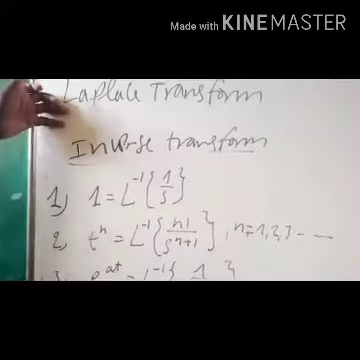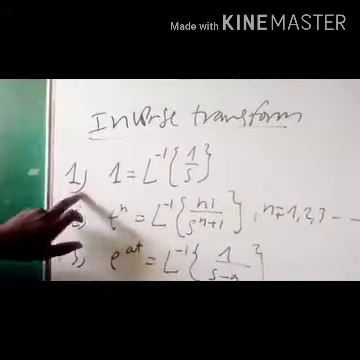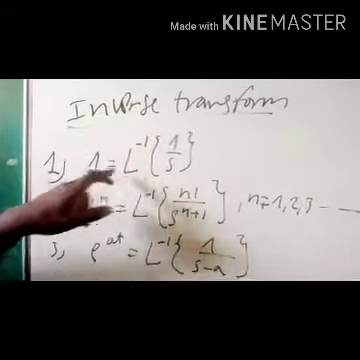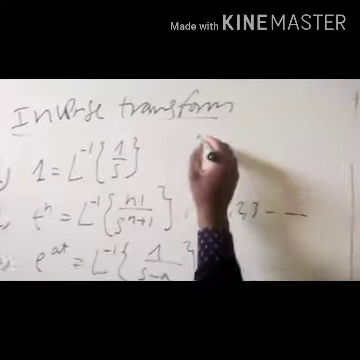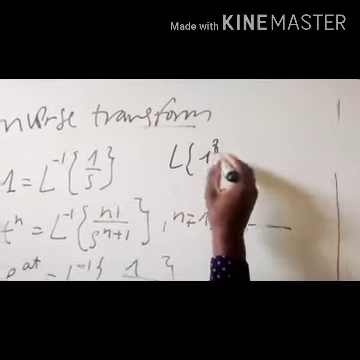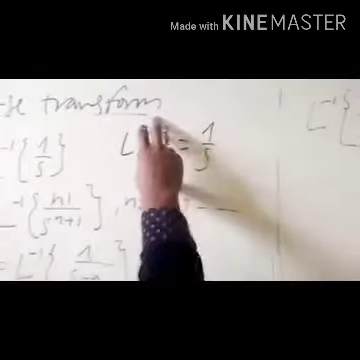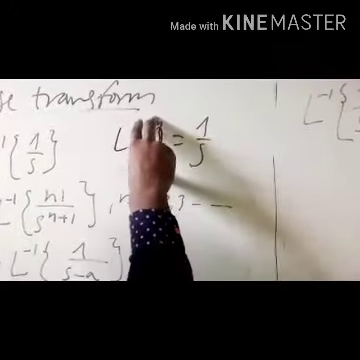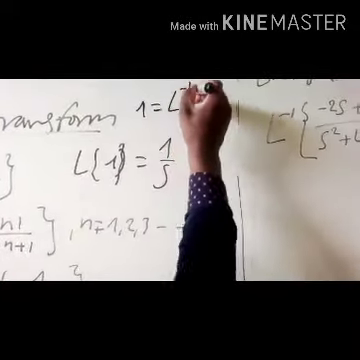For the inverse Laplace transform: for 1, we know from the calculation before that the transform of 1 is equal to 1 over s. That means the inverse transform of 1 over s must be equal to 1. You are going to calculate the inverse of this.